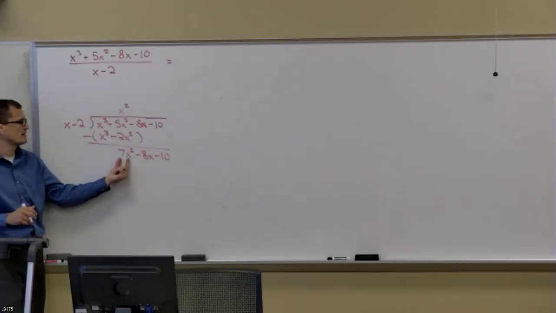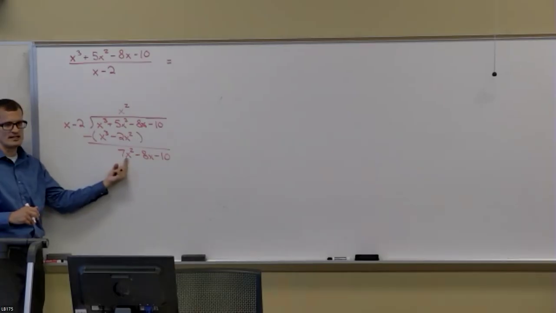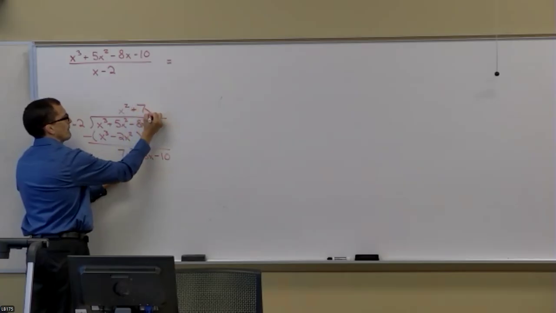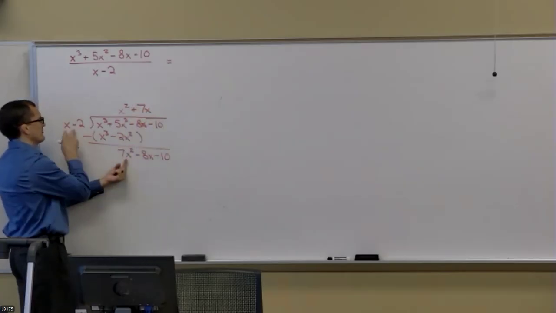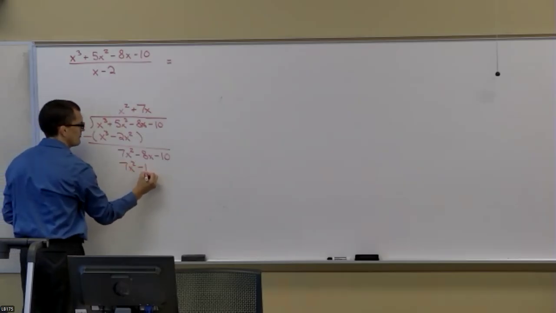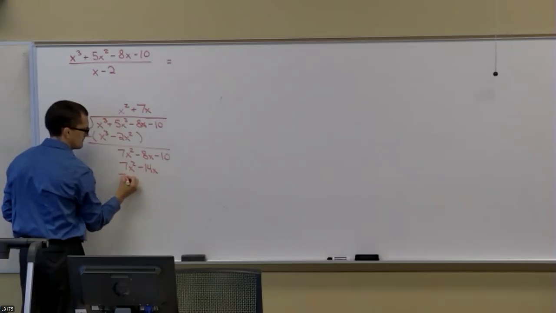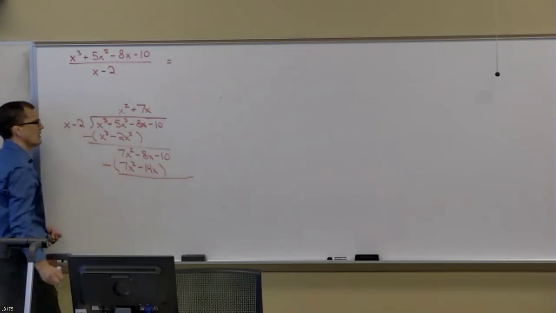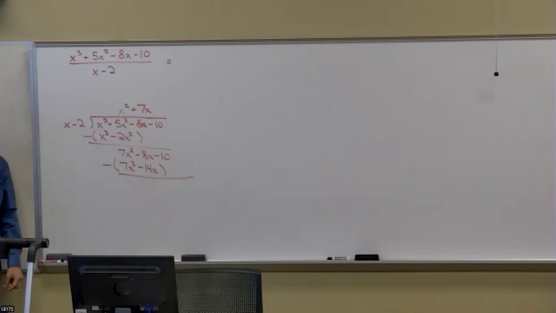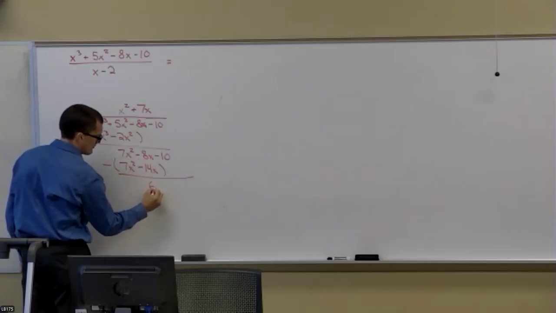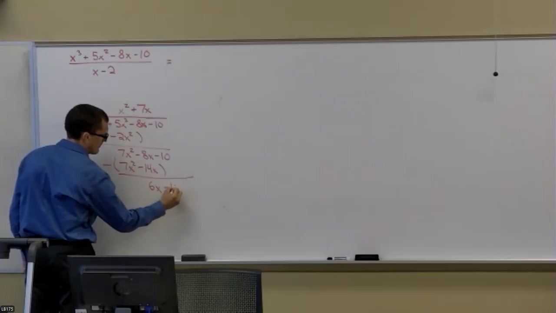Then I say, what do I need to multiply x by to get 7x squared? That's going to be a 7x. 7x times x minus 2 gives me 7x squared minus 14x. Subtract that. Negative 8 plus 14 is a 6, so we get 6x minus 10.